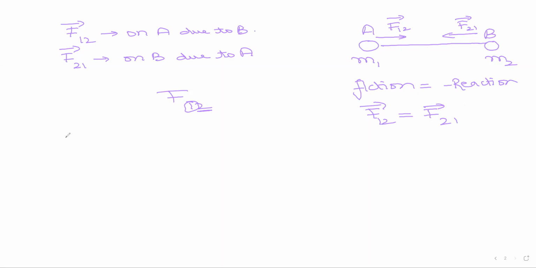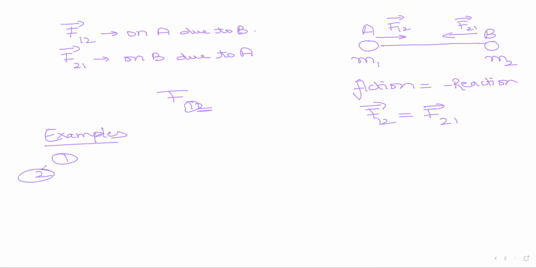Okay, so now come the examples of gravitational force. What are the examples? The first and foremost example is that the gravitational force keeps the earth or any other planet of the solar system in its orbit around the sun.